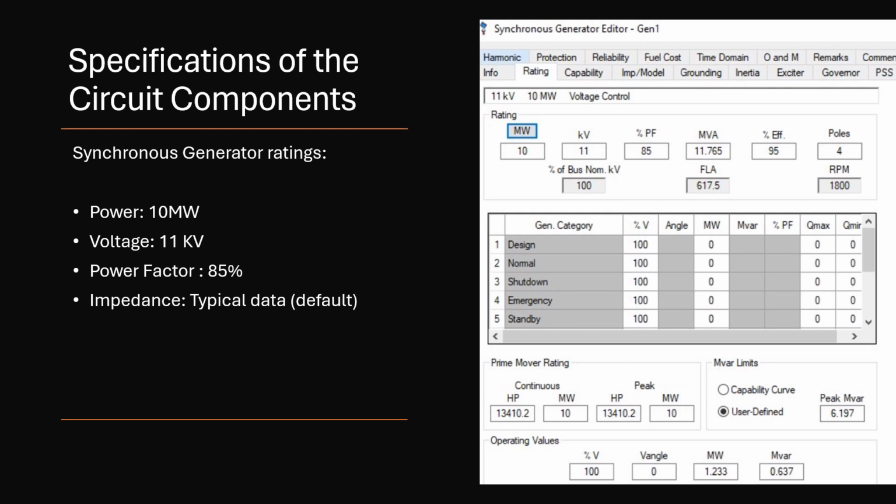synchronous generator. The ratings are as below, which has a power capacity of 10 megawatts, voltage of 11 kV, power factor 85%, and impedance, that is the default value given in ETAP. So as you can see, these are the parameters of the synchronous generator that we have selected for the application.